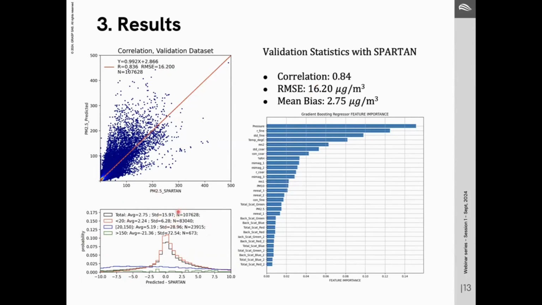As you can see, overall we can keep the mean bias under 3 micrograms. And even for the very low PM concentration scenarios, for example, the red line in this figure indicates the scenario where the PM is under 20 micrograms per cubic meter, and we can still get the mean bias around 2 micrograms per cubic meter. And this is quite a satisfactory result, I would say.